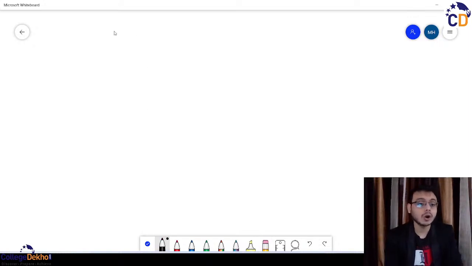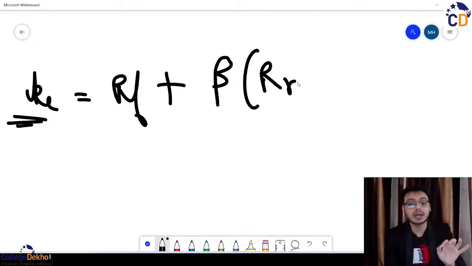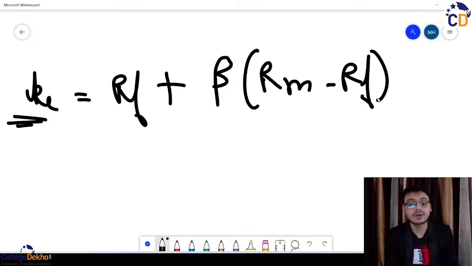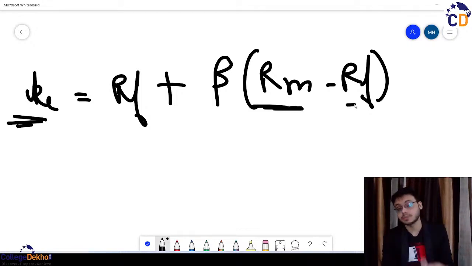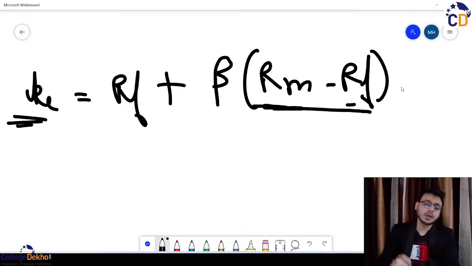So going back to the formula of the CAPM model, the CAPM model stated that the cost of equity, which is represented by KE, is equal to the risk-free rate plus the beta, which is a proxy of systematic risk or the non-diversifiable risk. It is one and the same thing. Brackets, you have RM minus RF. RM is the return on market, the excess return that you are getting over the risk-free rate. And we also discussed the differences between RM and RF. This difference of RM minus RF is also called the market risk premium or the market premium.